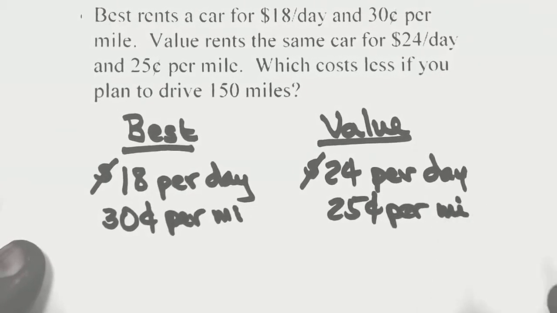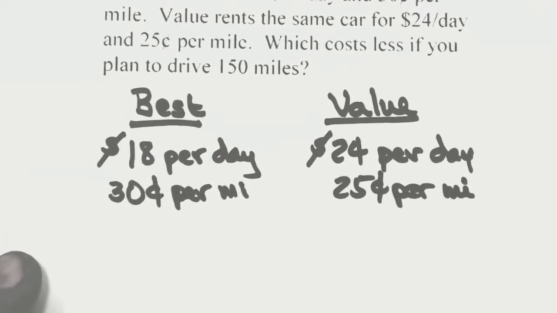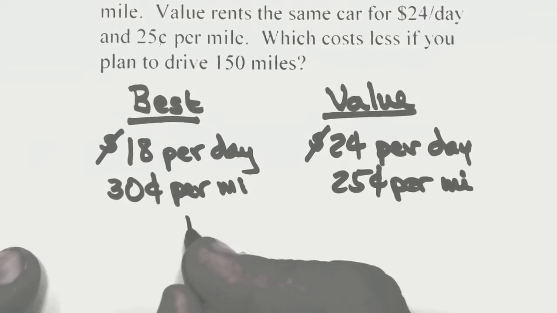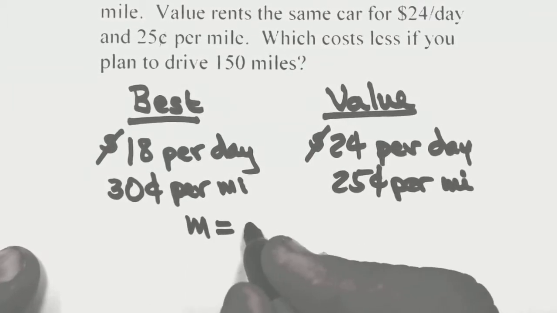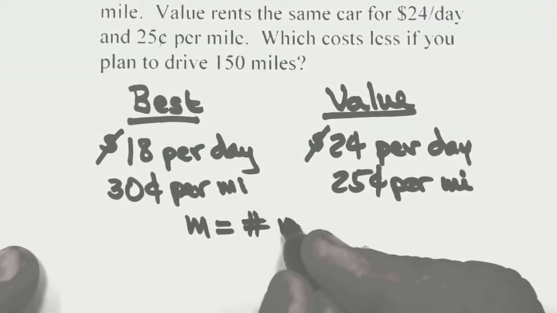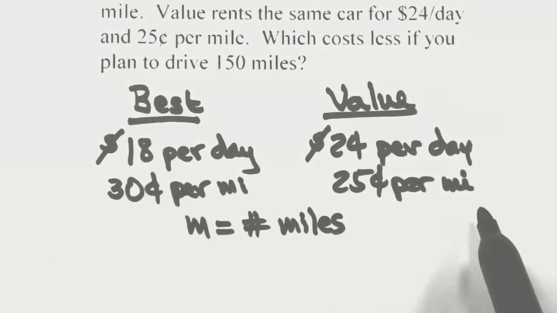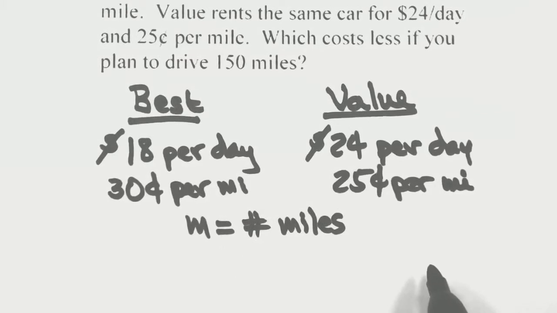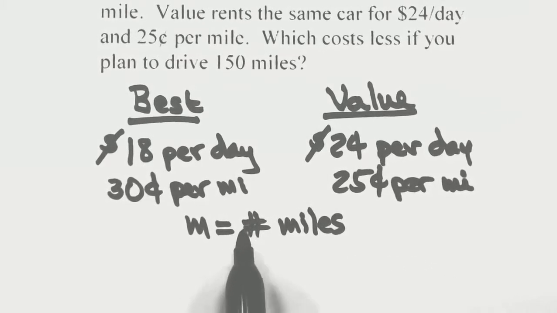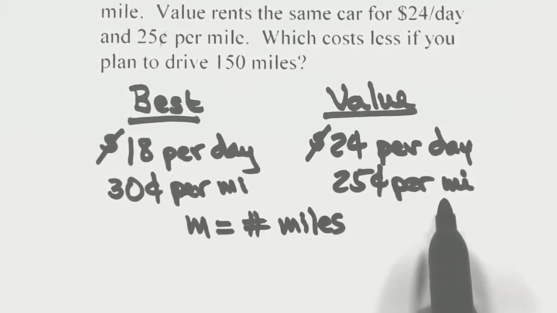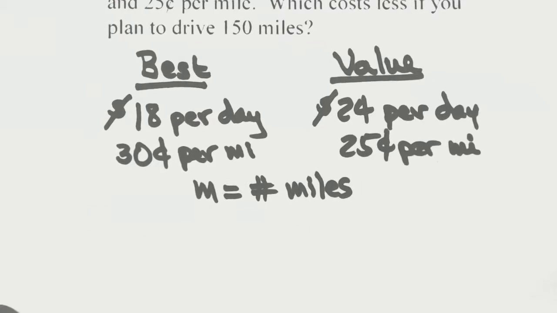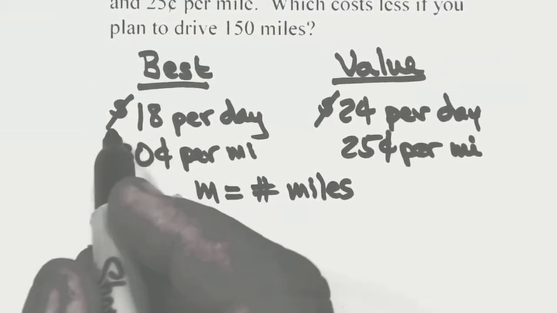Okay, well, we're talking about miles here. A good variable to use for miles, let's use our old m again, but this time it's for miles. So m will be the number of miles. What we do then is calculate the charge for each one of these and set them equal, and that'll give us the number of miles that is the break-even value, where the cost would be the same with either one of these guys. It's not difficult to set these equations up again.